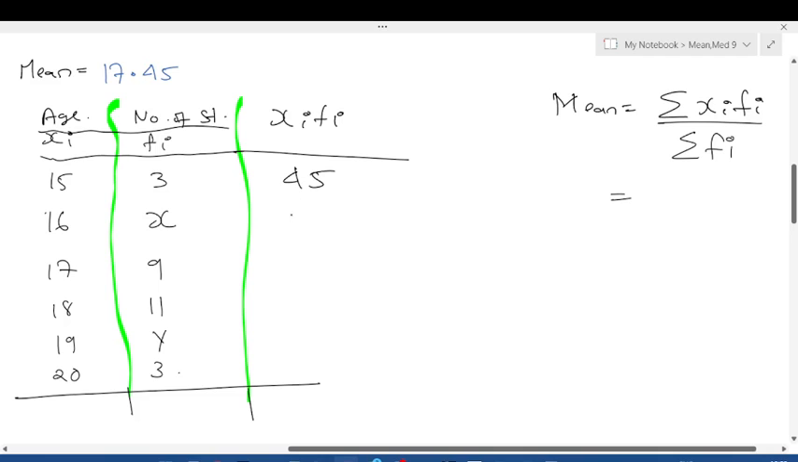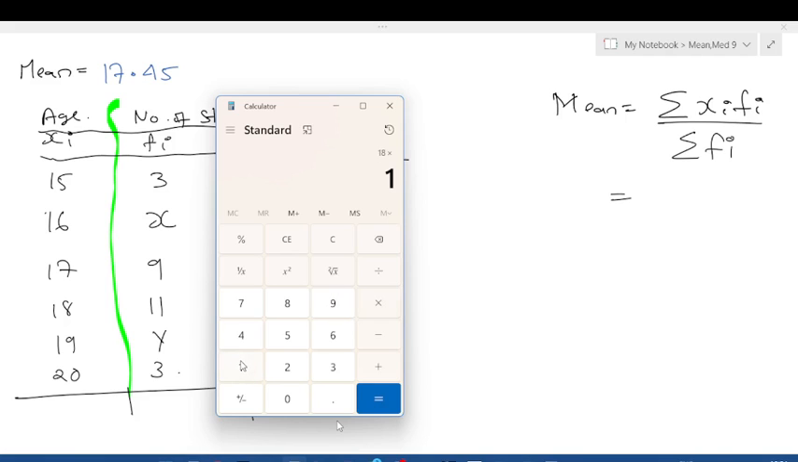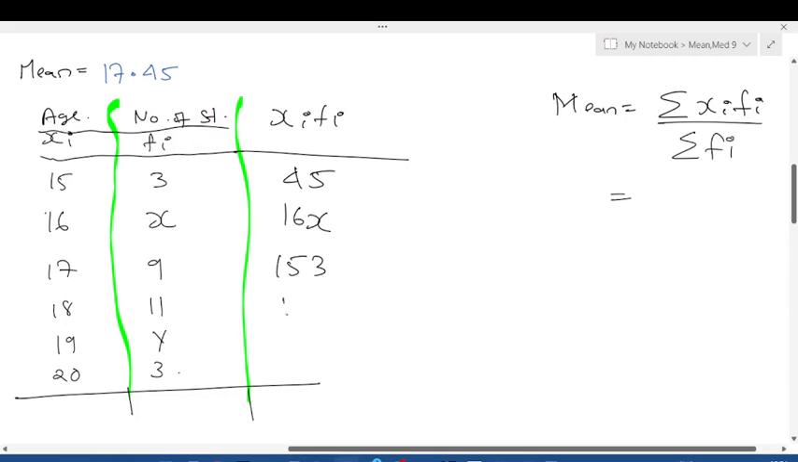So what do you get when you multiply this? Next, very quick. 45, 16x, 153. Next, 18 into 11 is 198. Next, 19y and 20 into 3 is 60. What's the next step we have to do, students? Mean value is 17.45 and we have to add fi. Add fi, what do we get?